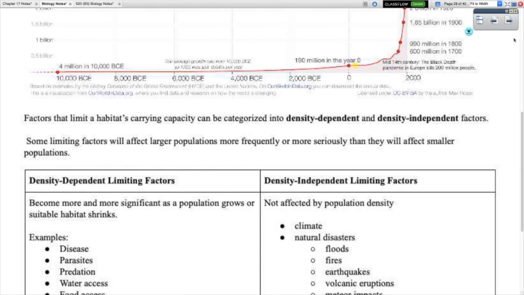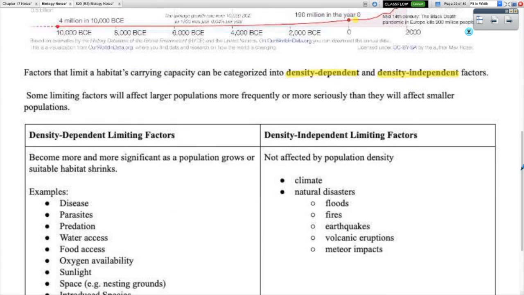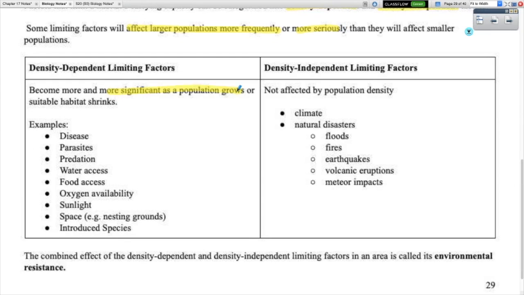Okay, so we've looked at limiting factors. We're going to look now a little bit more at two types of limiting factors. Okay, and we can split them up into density dependent and density independent factors. What is a density dependent factor? Well, that's just a factor that affects larger populations more frequently or more seriously than it will affect smaller populations, right? So in other words, the bigger your population is, the more you have to worry about this. Or it limits your population because of how big your population is. So they become more significant as the population grows or as suitable habitat shrinks, right?